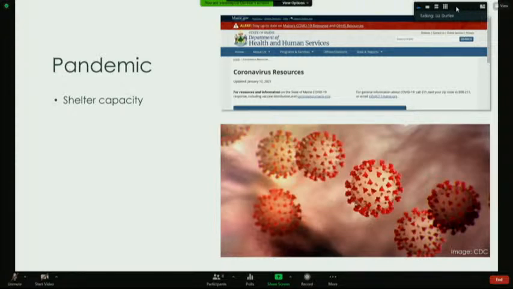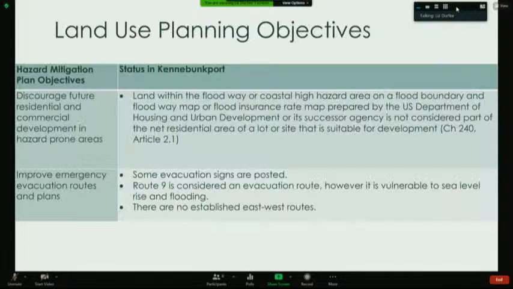The last section of the brief chapter, almost the last section, has a table with some land use planning objectives that were included in the 2015 Hazard Mitigation Plan. And I went through and looked at some of the ordinances and regulations to pull out a brief summary of what's on the books, maybe what has been implemented in Kennebunkport. And I'm interested in your feedback on these items and what I may be missing.